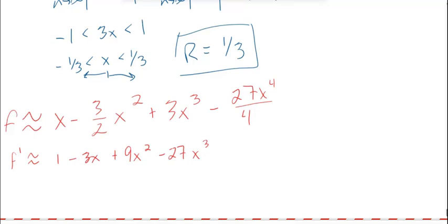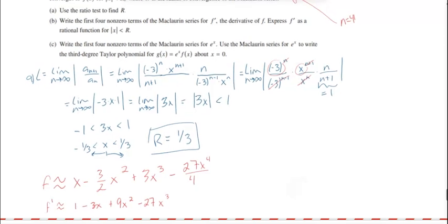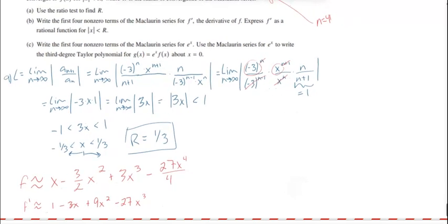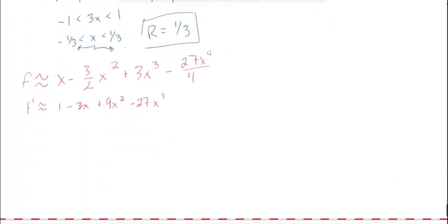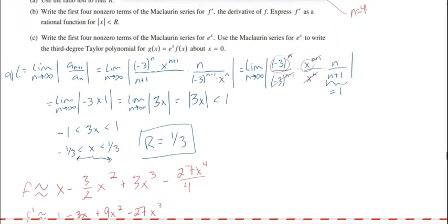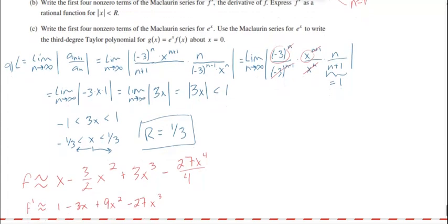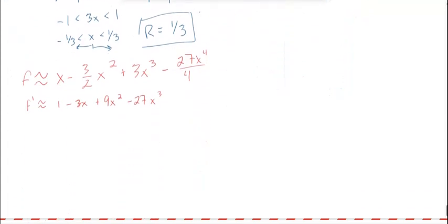All right, so let's read what it says. Let me zoom out again. I think I've done some of this, at least. So part B in red. Find the first four non-zero terms for f prime, derivative of f. I'm good there. Express f prime as a rational function. All right, so this is similar to the previous video that I had. A rational function, let's see, does it give us more hints? Nope, it doesn't. So a rational function is just a function with a fraction in it.